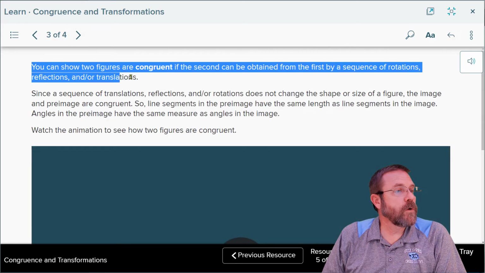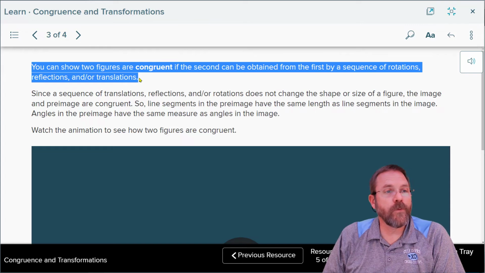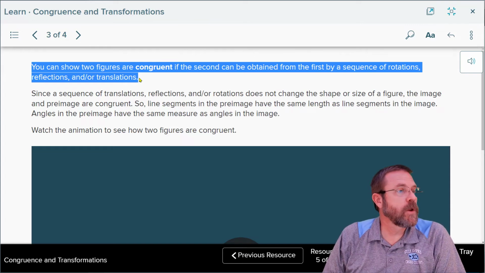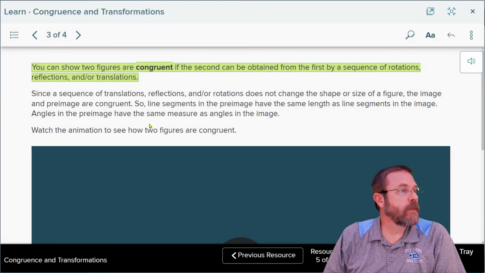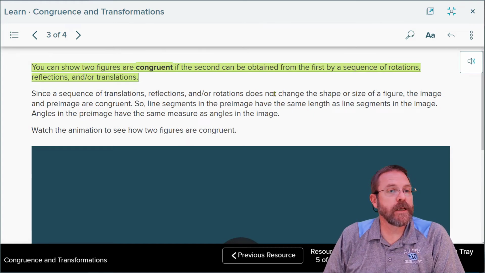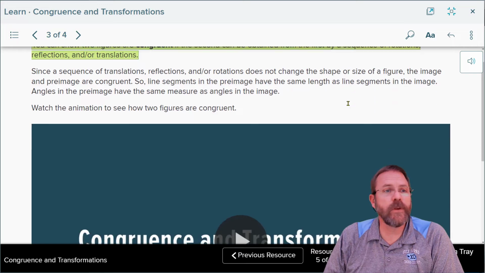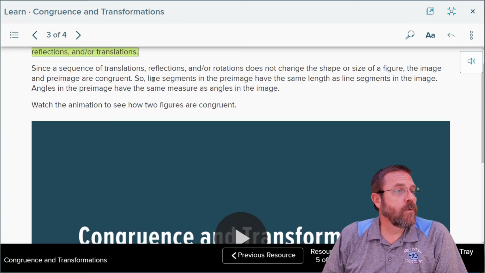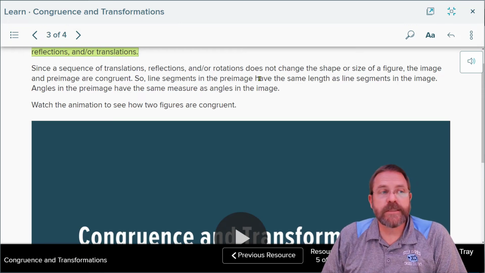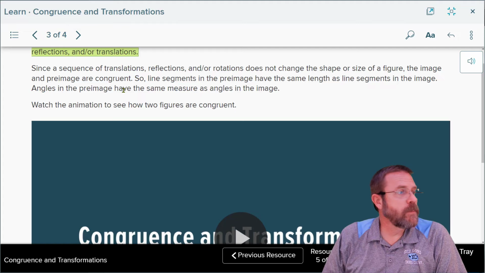You can show figures are congruent if the second can be obtained from the first by a sequence of rotations, reflections, or translations. We're going to highlight that. Since a sequence of translations, reflections, and/or rotations does not change the shape or size of a figure, the image and pre-image are going to be congruent. So line segments in the pre-image have the same length as the line segments in the image. Angles in the pre-image have the same measure as angles in the image.